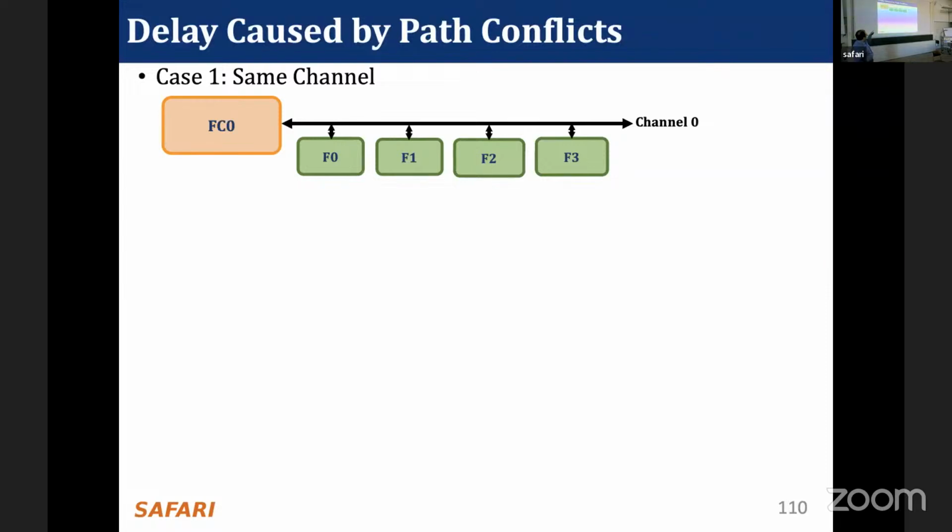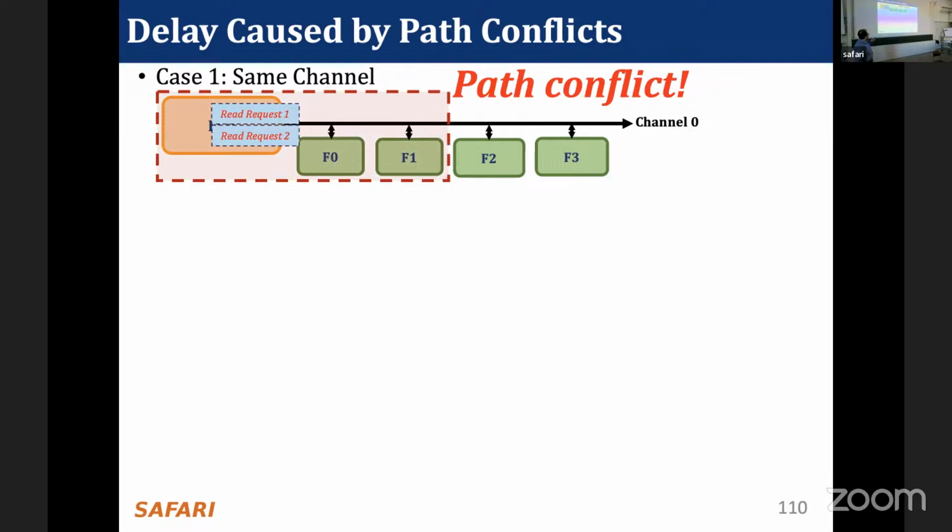So this is a flash controller, let's say, and we show a channel number, like channel 0, and there are some flash chips connected to that channel. So we have, let's say, two requests, read request 1 and read request 2. Both of them want to approach these chips. One of them wants to target flash chip 0 and the other one chip 1. So we have path conflicts.